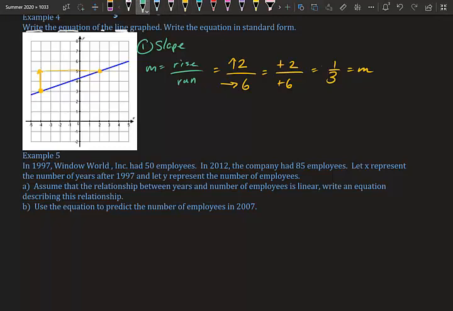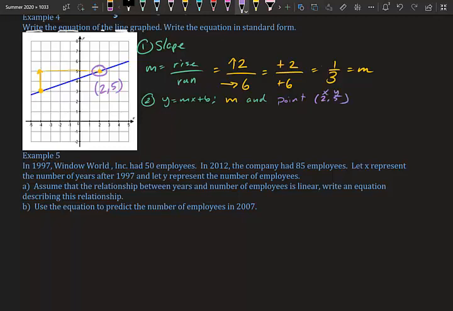Our second step is y equals mx plus b. Remember, we also plug in m and a point. So use one of the pretty points that you selected. I'm going to use this one right here because it's positive. That is 2, 5. So I'm going to use 2, 5 for our point.